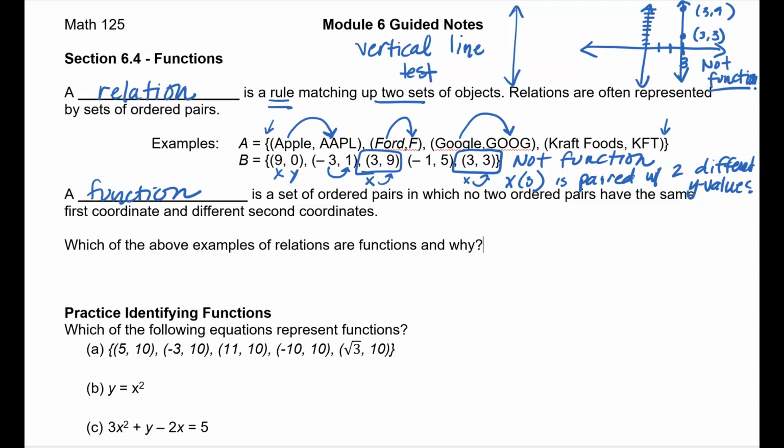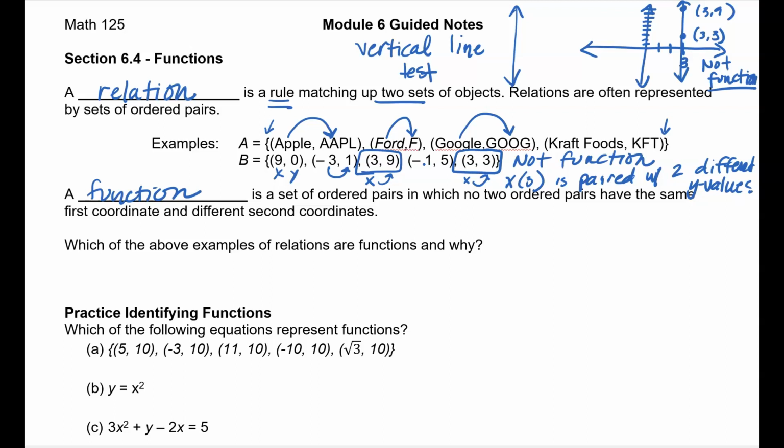And remember, we've got that graphing software, Desmos. If you ever have an example on the homework or down below, I'll show you. If you have an equation rather than a list of ordered pairs, you could actually just graph it and then use that vertical line to test whether or not it's a function.